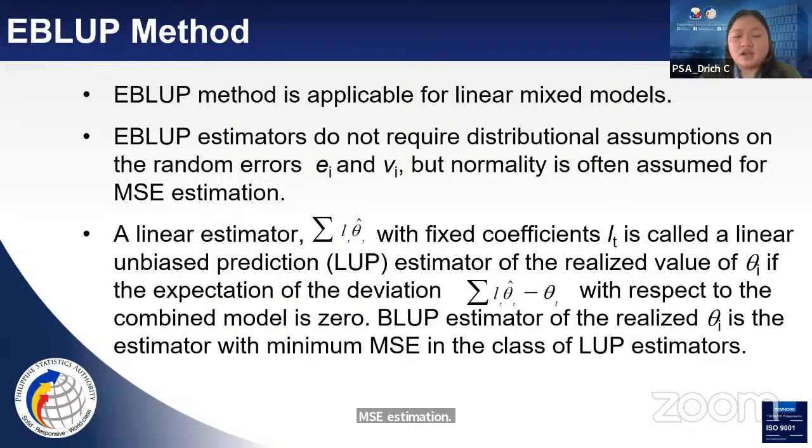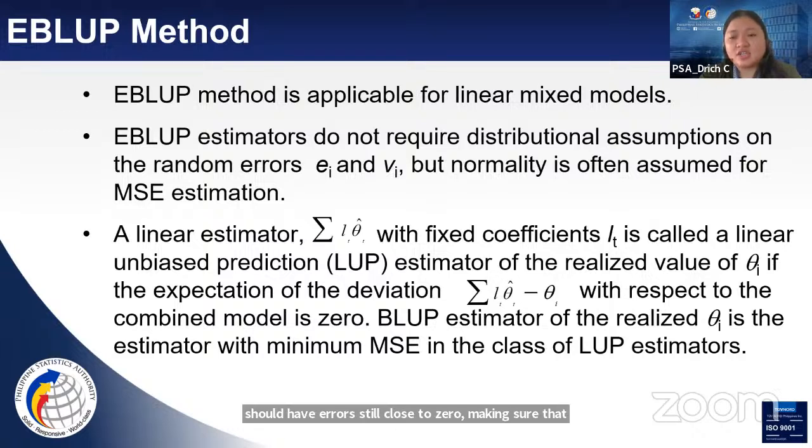A linear estimator with fixed coefficients is called a linear unbiased prediction, or LUP, estimator of the realized values of theta sub i if the expectation of the deviation with respect to the combined model is zero. As with previous assumptions, our estimators should have error still close to zero, making sure that the estimates we are generating are actually relevant and reliable.